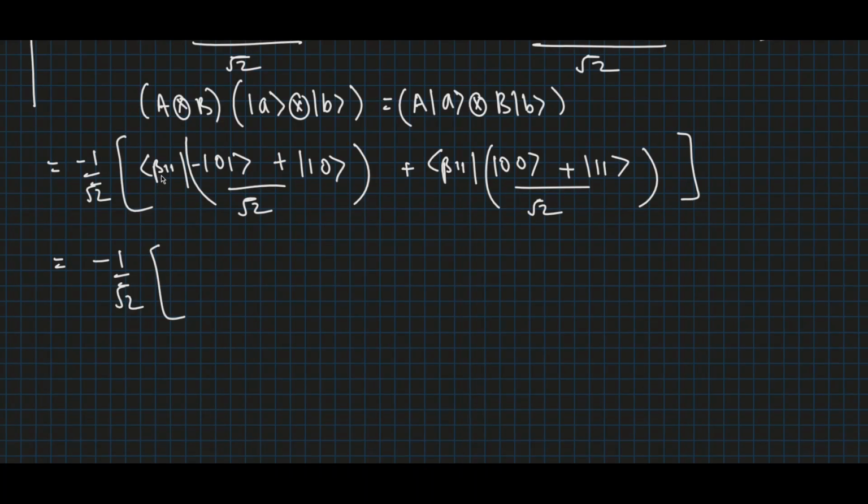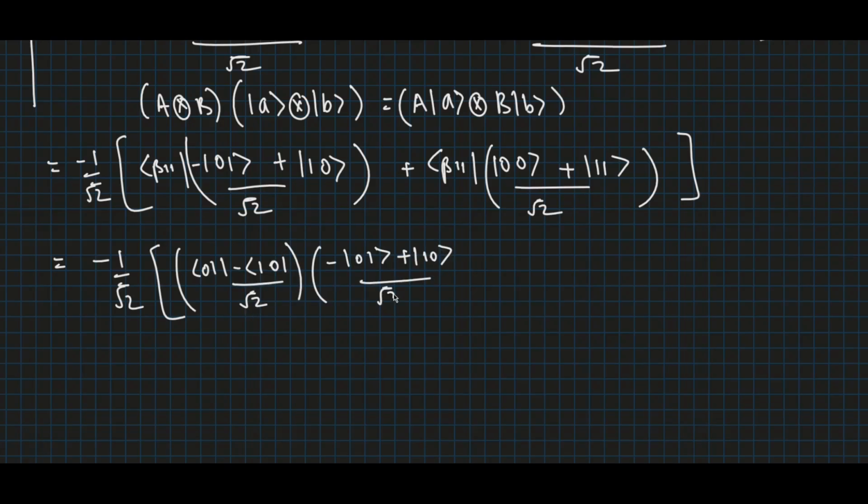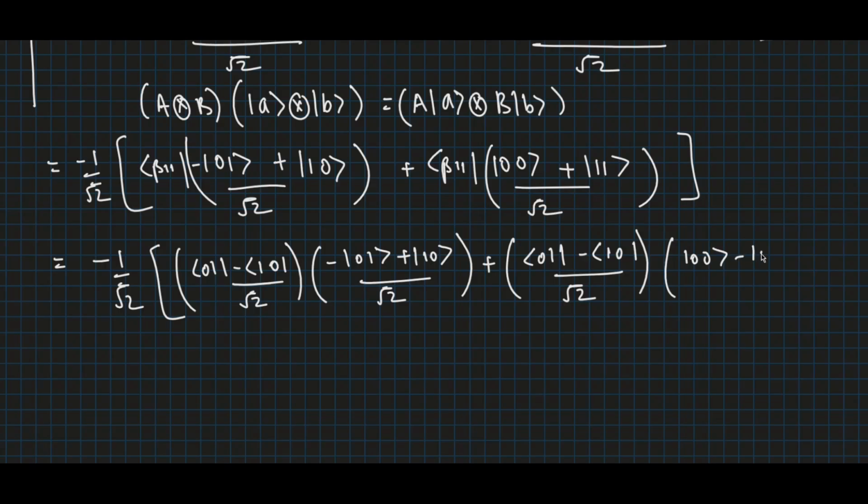Now I can open β11, which would be (01 − 10)/√2 into −(01 + 10)/√2 plus (01 − 10)/√2 into (00 − 11 + 11)/√2. Now we know the inner product of these two terms would be 0, since there is no common basis set here. So this term would be 0. So we'll only evaluate this term, which would be −1/√2.